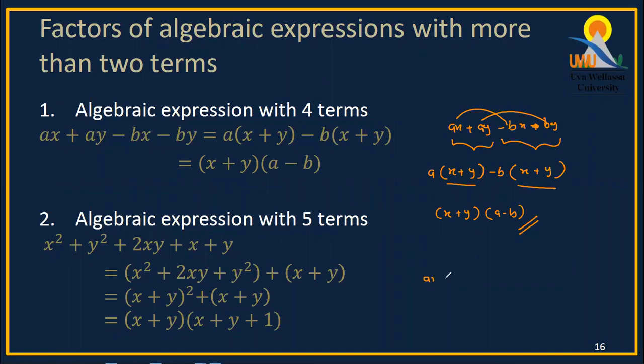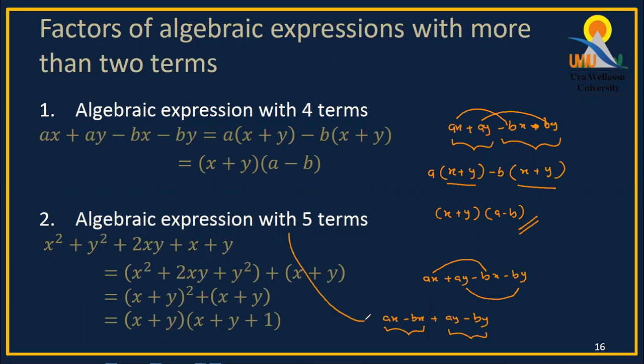Now you may think that you are having ax plus ay minus bx minus by. If you just need to consider these two terms and these two terms, I will make them closer. ax minus bx is here, plus ay minus by is here. Now the first two terms are these and the second two terms are these.